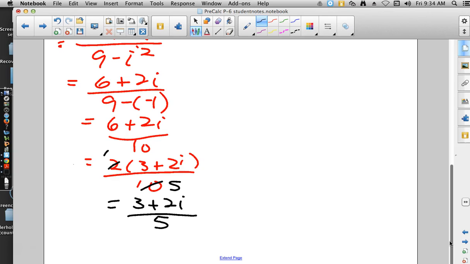But now, is that in standard form? No, I'm supposed to have real number in front, imaginary in back. So now you kind of have to think of y equals mx plus b. Okay, you said you were going to take the 2 out of the top. You have to take the 2 out of the 2i.